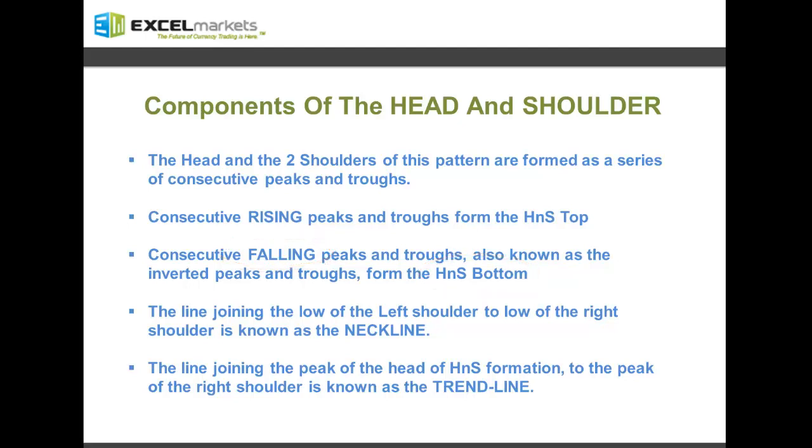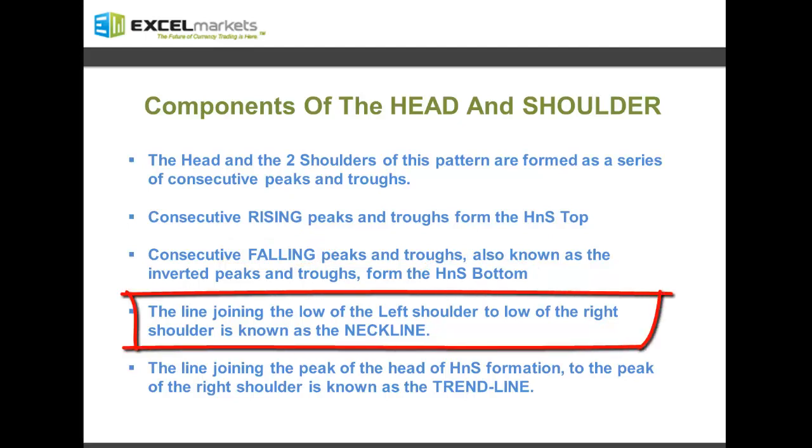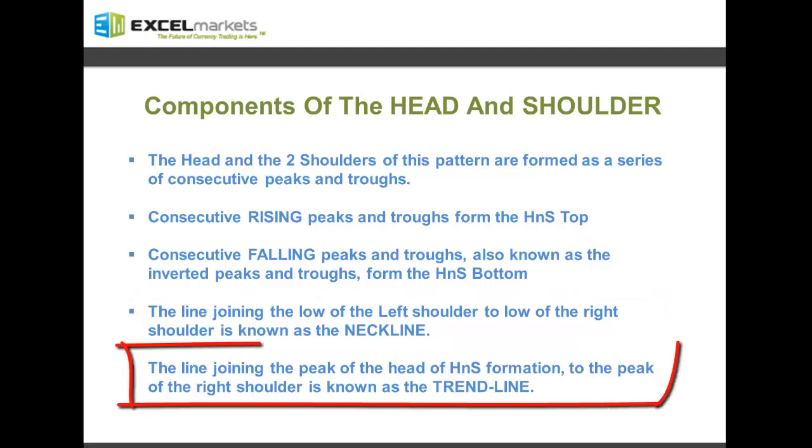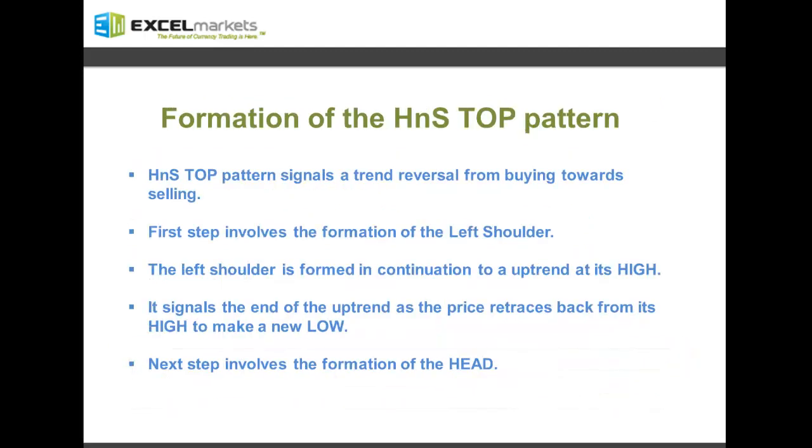The line joining the low of the left shoulder to the low of the right shoulder is known as the neckline, and the line joining the peak of the head of the HNS formation to the peak of the right shoulder is known as the trend line. We start with the head and shoulder top pattern. The head and shoulder top signals a trend reversal from buying towards selling.